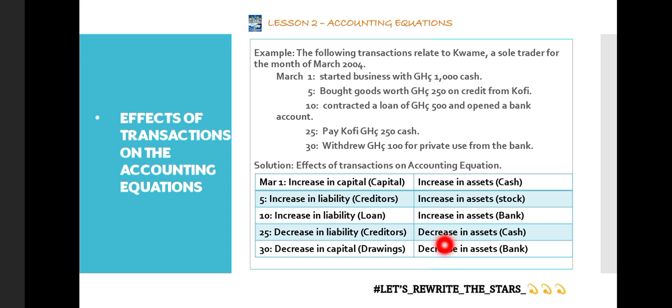Which part of the business did he remove the money from? He removed it from the bank. So because he removed it from the bank, there will be another decrease in assets, which is the money in the bank. So there will be a reduction of the 500 Ghana cedis money in the bank to what? 400 Ghana cedis. So there will be a decrease in assets, specifically bank. I hope this is very well understood.